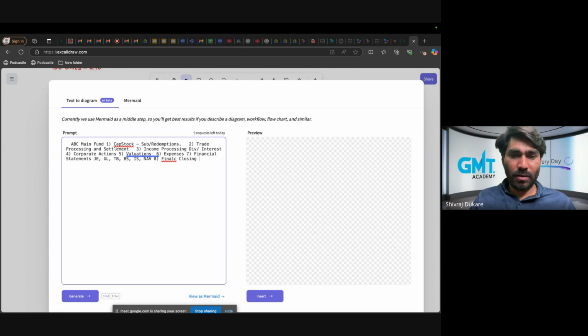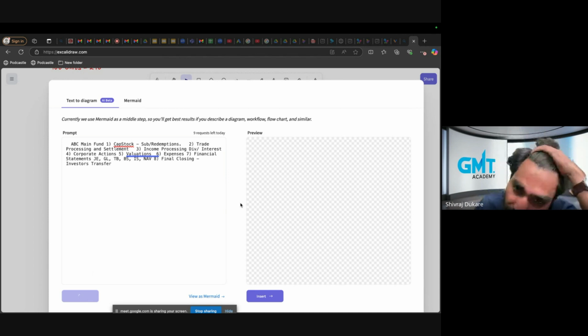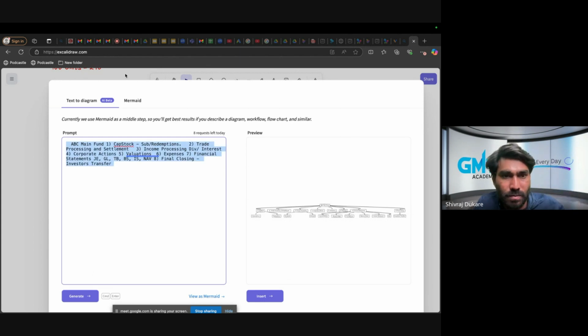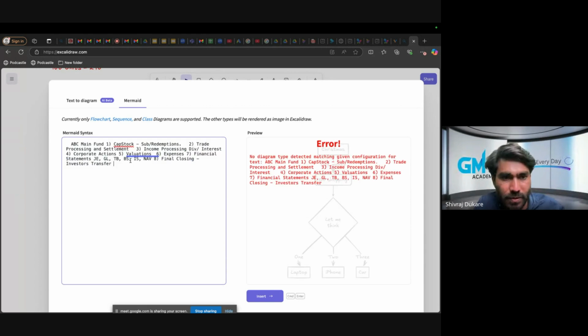Final closing. And the final closing, or investor transfer, or other activities which you can see. Let me just generate the graph. Let's see how it looks, so that it will help you understand your fund business and activities. Let me see it a different way.